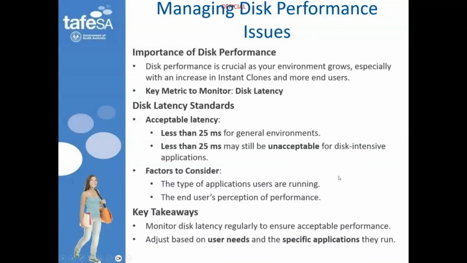Factors to consider: the type of applications users are running. If they need to run applications that shouldn't be run in a virtual desktop environment, then they might be the exceptions to the virtual desktop environment. They might be the ones that get a physical desktop. The end user's perception of the performance is also like what they're used to. Key takeaways: monitor disk latency regularly to ensure acceptable performance. Make adjustments based on the end user needs and the specific applications they run.